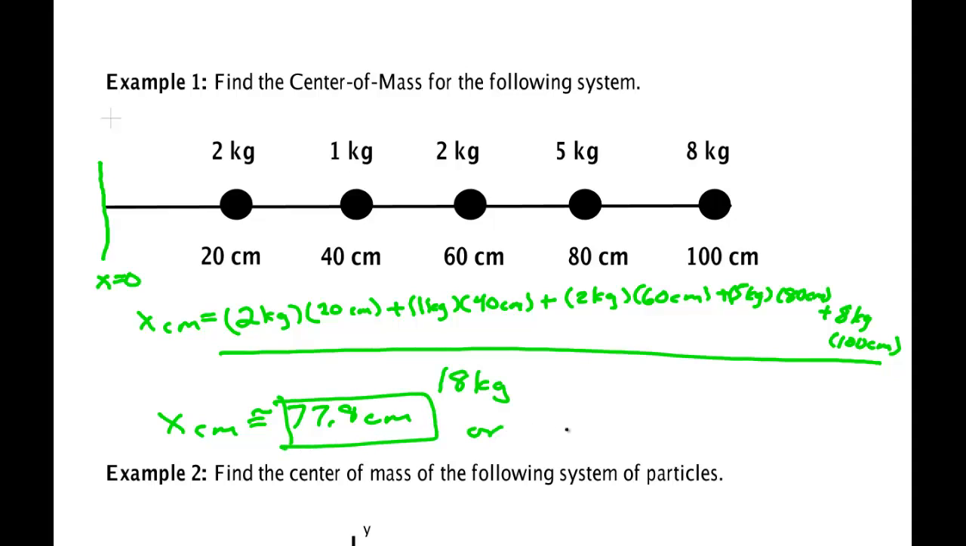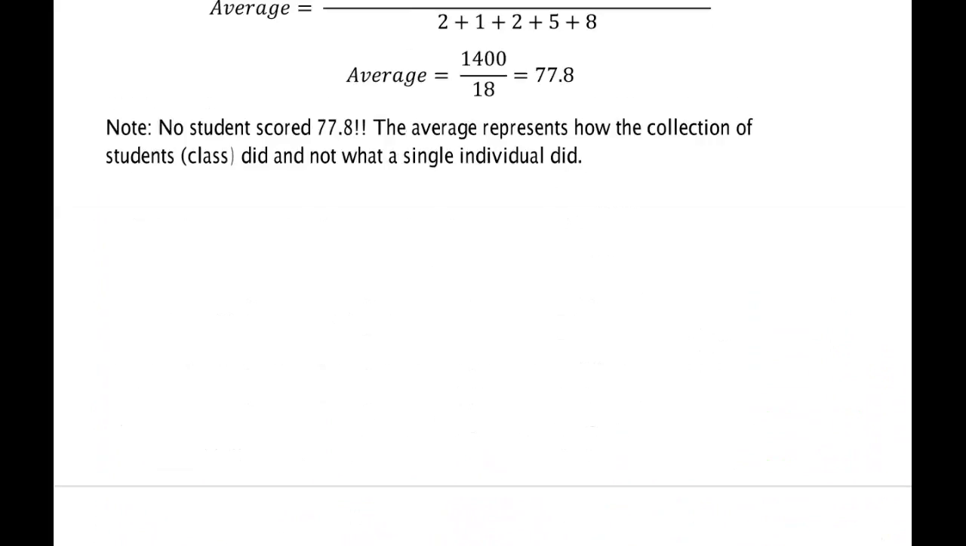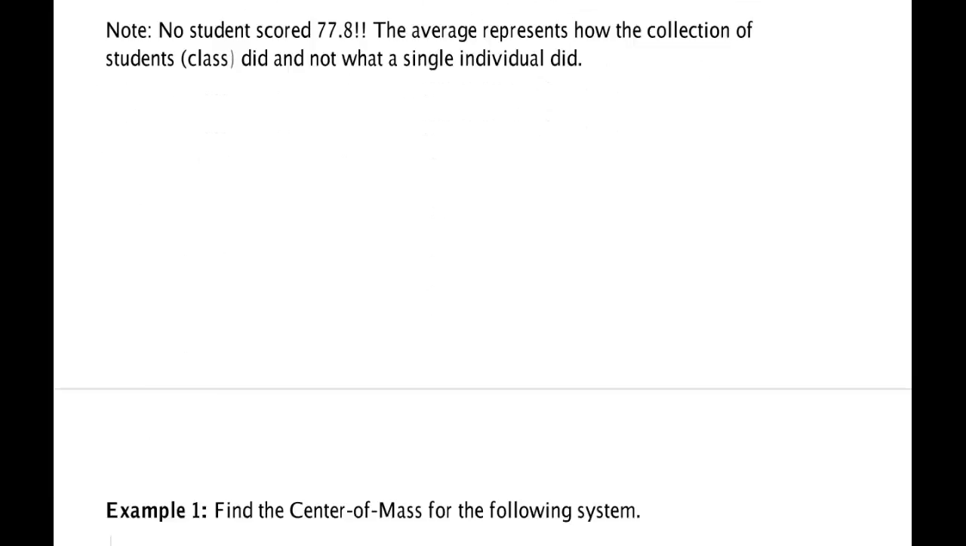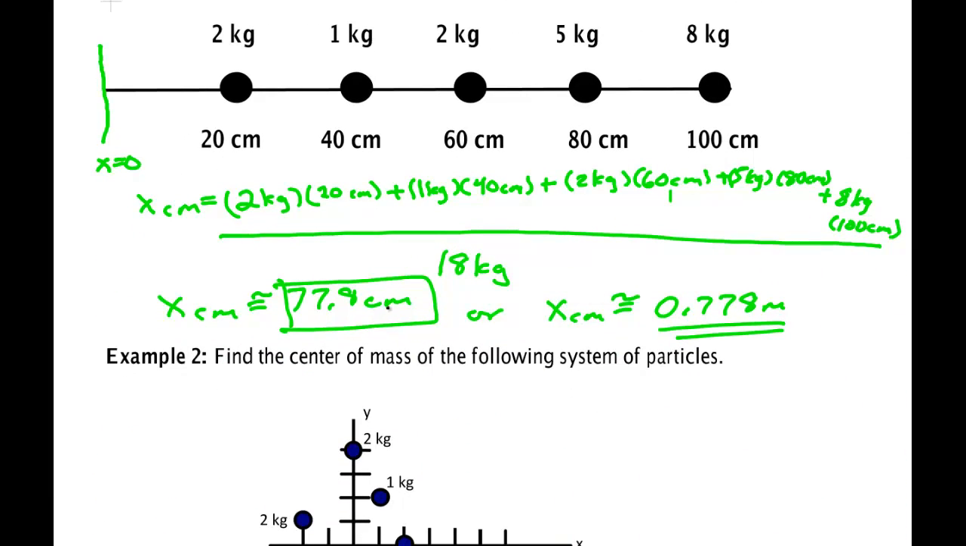Or, if you prefer in meters, 0.778 meters. Now, if you look at this problem and hopefully compare it to the problem with the class average right above it, you see that I took exactly the same sort of thing. The scores were like the locations. These were like in centimeters, and the number of students were like the kilogram masses, and the class average was 77.8. The x-coordinate here was 77.8.